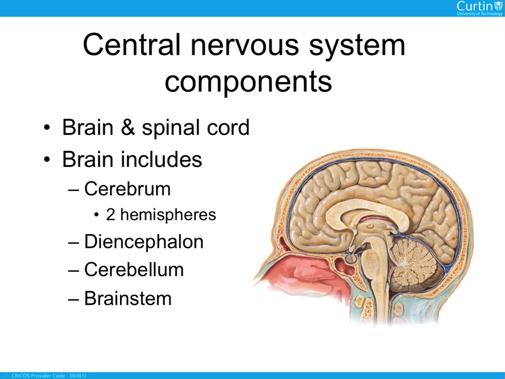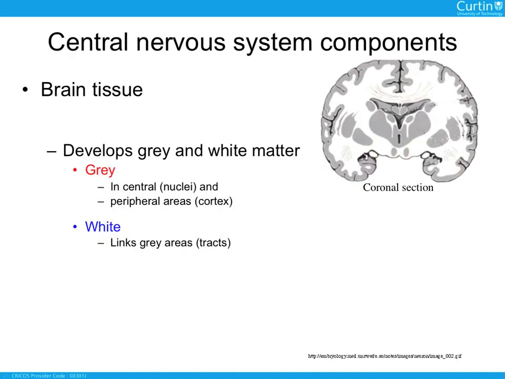So, brain and spinal cord make up the central nervous system. We know this because we studied it way back in week 2, I think it was. So the brain includes the cerebrum, and we've got 2 cerebral hemispheres. Then we've got the diencephalon, which is inferior to the cerebrum, the cerebellum, which is like our little brain, and the brainstem, which you can see here. And we have 3 parts of the brainstem. We'll be discussing them later.